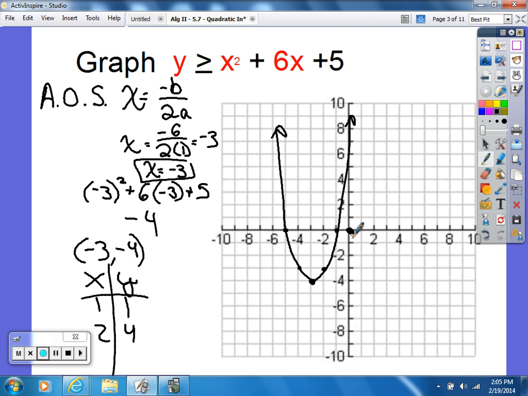You can pick any point you want as long as it is not on this U. If it's on the U, you cannot pick it. Make sense? All right, 0, 0. Plug in 0, 0. Tell me, is it true or is it false?